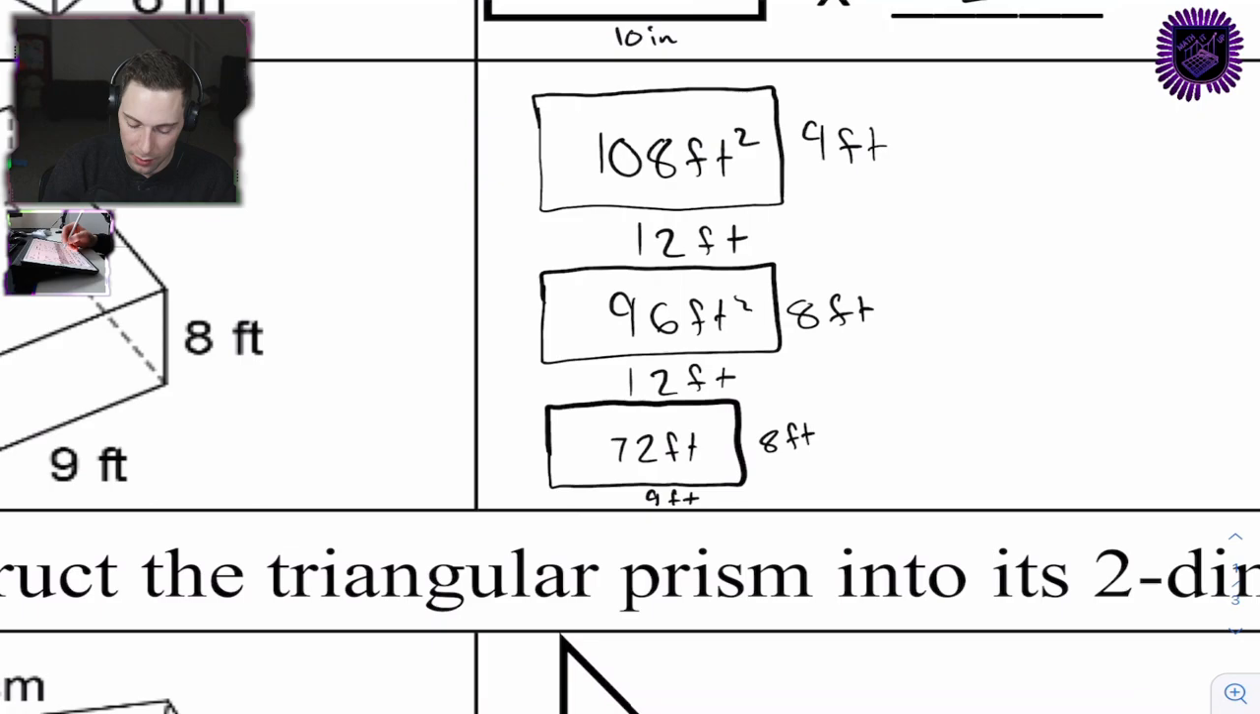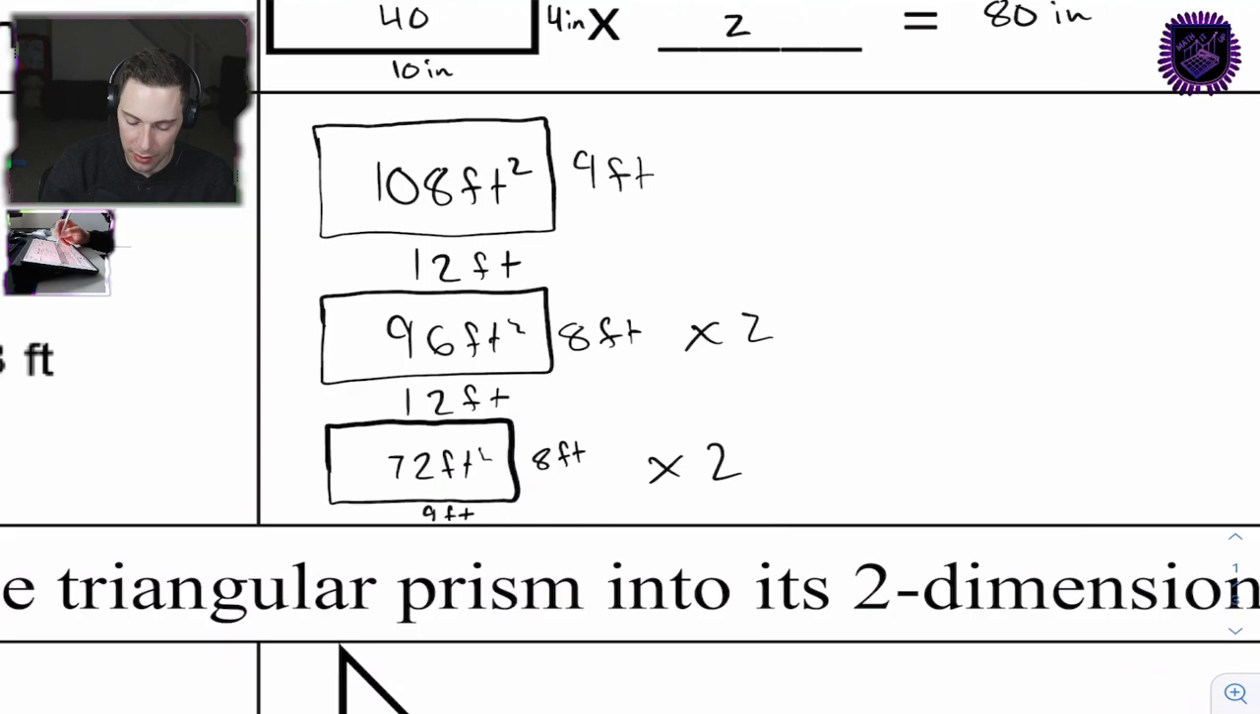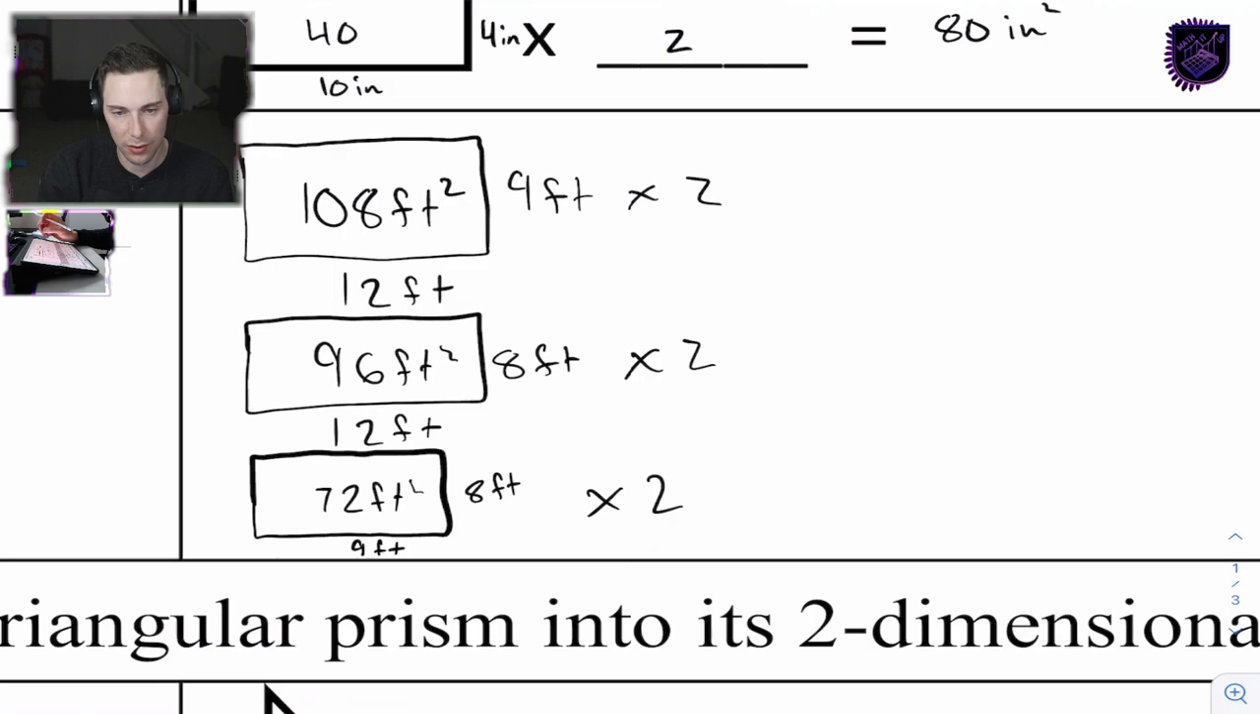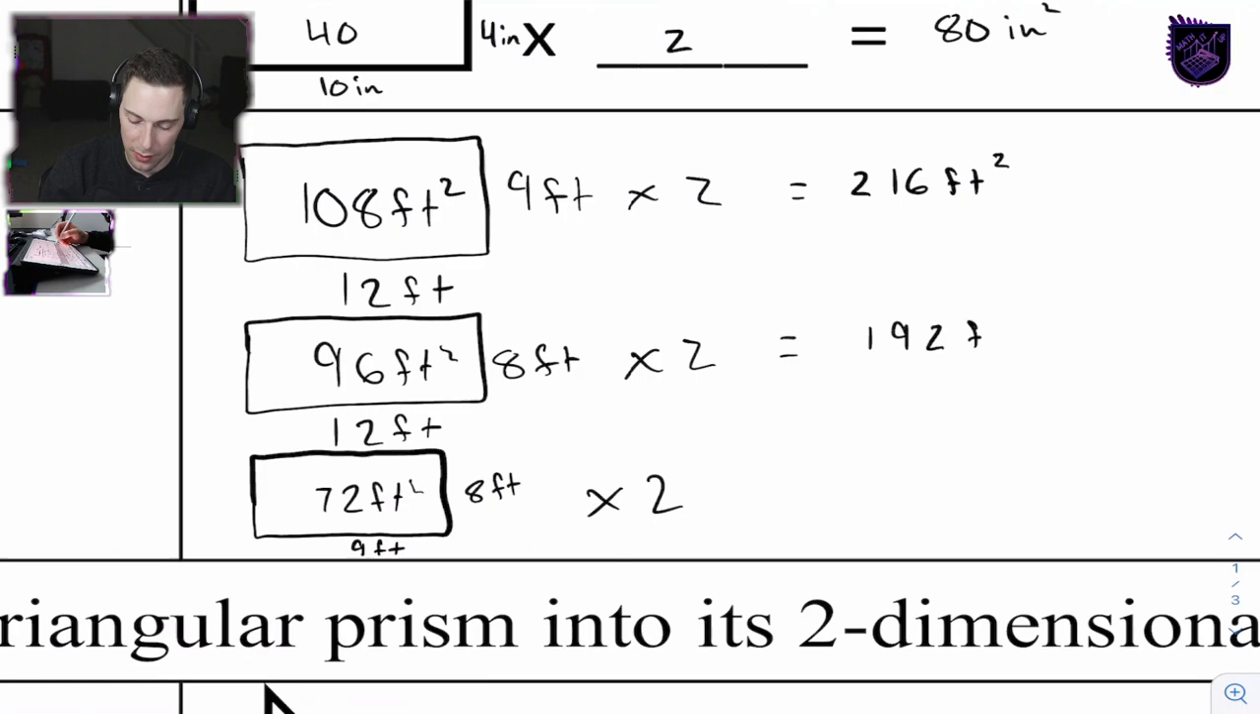And of course, all of these shapes are going to be multiplied by 2 because there's 2 of each of them on the surface of that block, the surface of that rectangular prism. So that will equal 216 feet squared. In that case, this one will be 192 feet squared, and this one will be 144 feet squared. My squares, my exponent twos are funny.